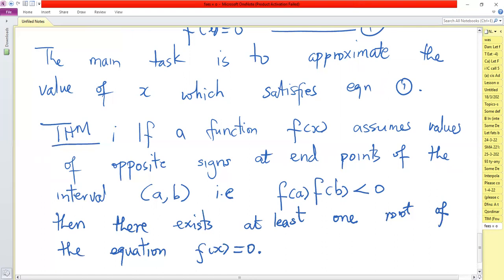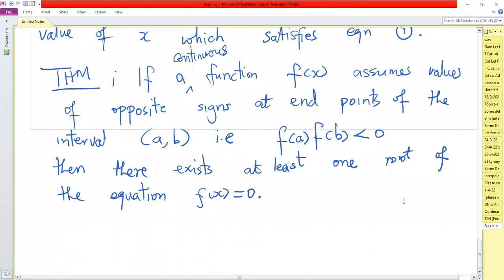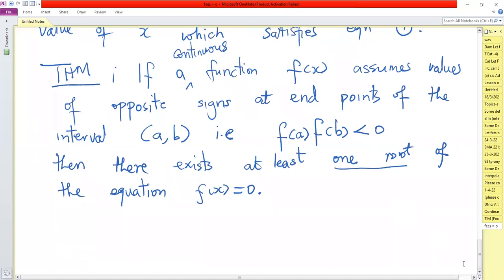So whenever a function f of x, actually a continuous function, assumes values of opposite signs at endpoints of the interval a b, that's to mean that the value of the function at a times the value of the function at b gives a negative value, then there always exists at least one root of the equation f of x equals 0.